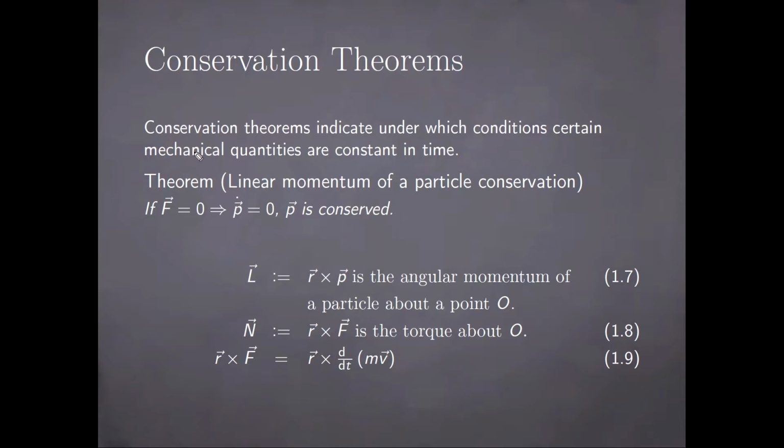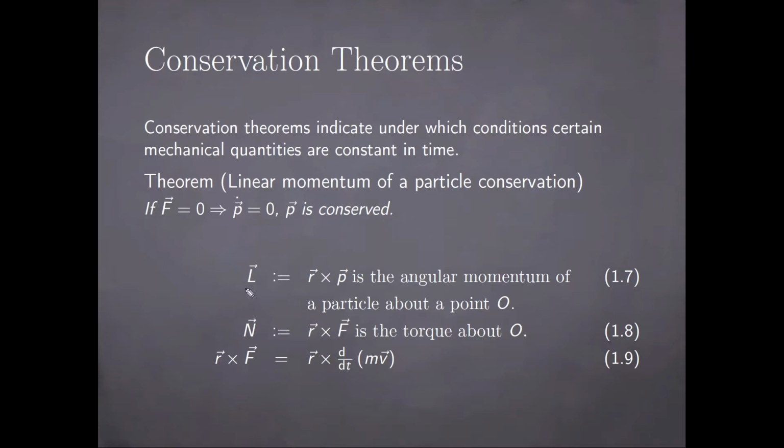In the study of mechanics, of fundamental importance are conservation theorems. These are statements which indicate under which conditions certain mechanical quantities are constant in time. The first such theorem, which is immediately at hand, is the theorem regarding the conservation of a particle's linear momentum. And its statement is very simple. If F is equal to 0, then the time derivative of the momentum is equal to 0, and as such, the momentum is conserved.